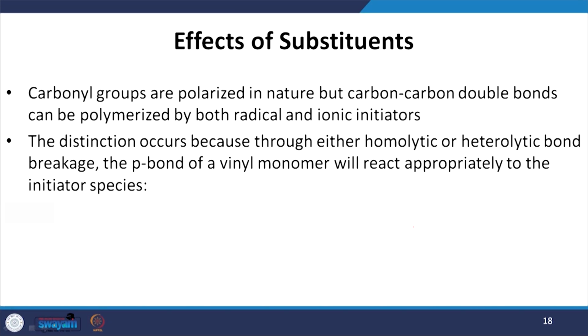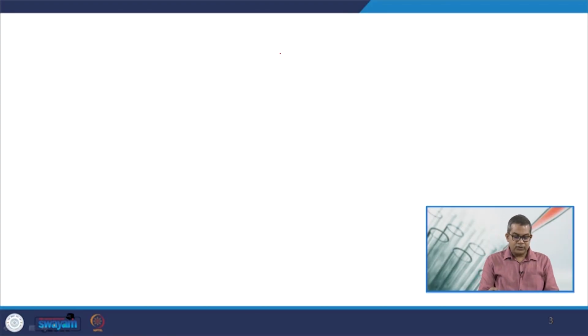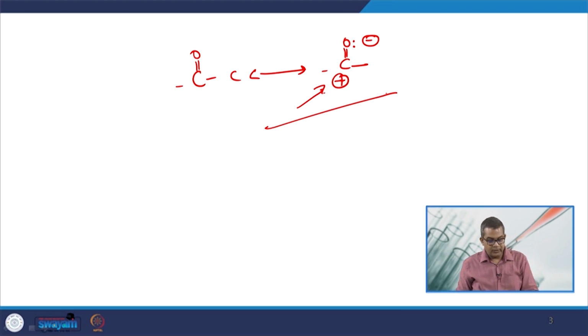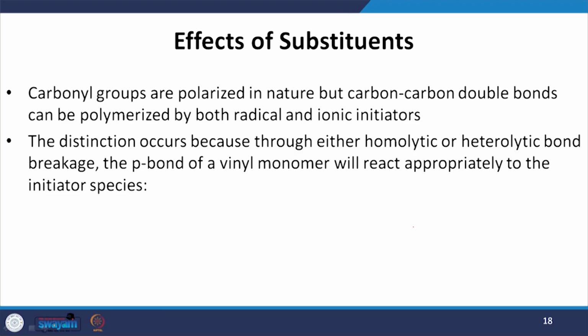Let us have a look at these carbonyl groups. Here the resonating structure of the carbonyl group is given as C=O, and C+ with O-. Now we can see the polarized nature in such a functional group. So, this is again a crucial thing while we go to this particular approach.